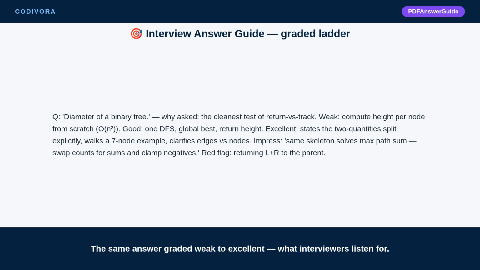so you know exactly what an interviewer is listening for. Question: diameter of a binary tree. Why asked? The cleanest test of return versus track. Weak: compute height per node from scratch, O(n²). Good: 1 DFS, global best, return height.